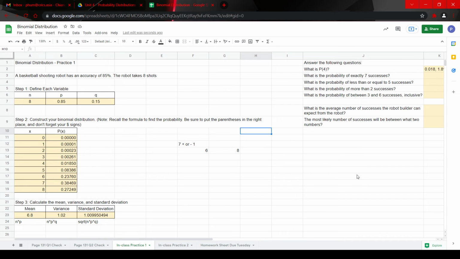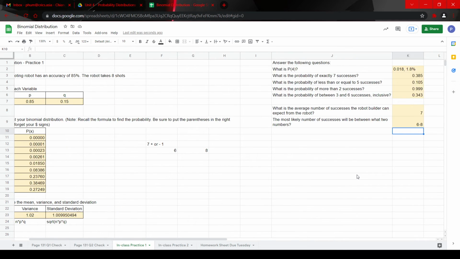Of course, there will be outliers. You can't score more than 8, so there won't be any outliers that way. But there may be times where it makes 5 shots or 4 shots. Those are all possibilities, but most of the time it would be between 6 and 8.